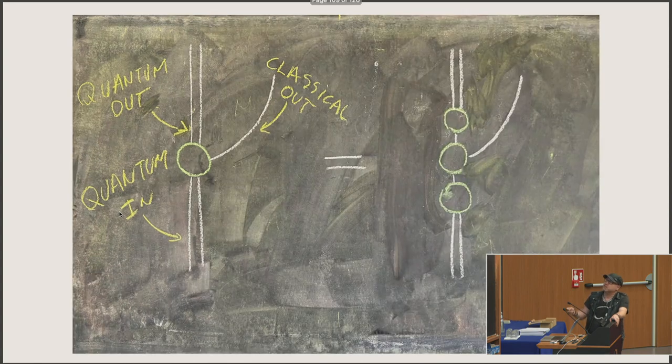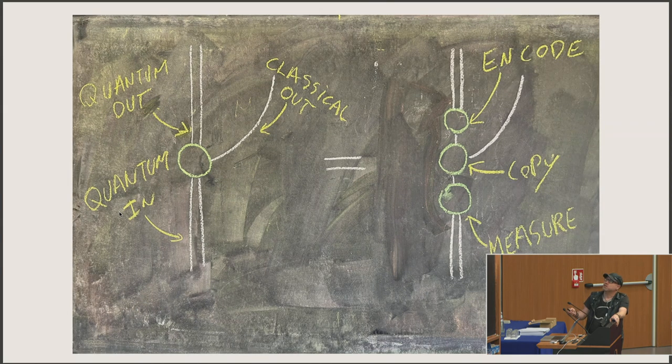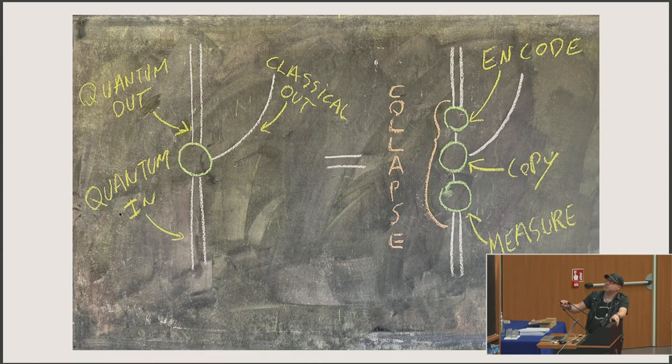And really what this is, you get a measurement. This is as if you do a measurement, then you copy the outcome, and then you encode again. And this actually corresponds to the collapse. So this is really the collapse which is happening here. And now you can see this internal spine, this collapse of the wave packet, like people say.